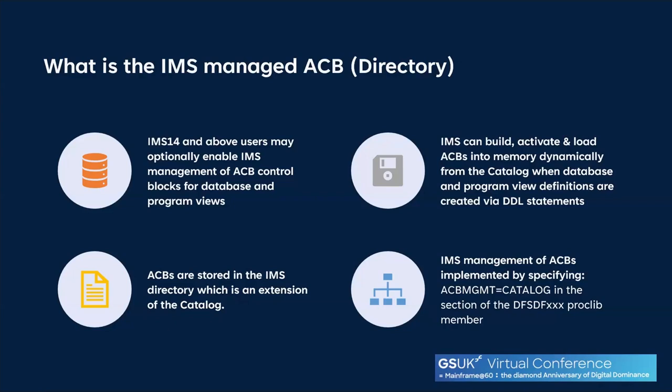So from an IMS standpoint, for utilities and for customer applications referencing IMS data, the only thing that has changed is the source of the information. In the past, it was in the ACB library. Now it is in the directory. But once it is read, the information is in the same format, so the parsing logic and everything else remains the same. To enable IMS managed ACB, you basically have to make changes in the member DFSDFxxx and specify ACB management equals catalog. By default, that will be the only option in IMS 15.6.